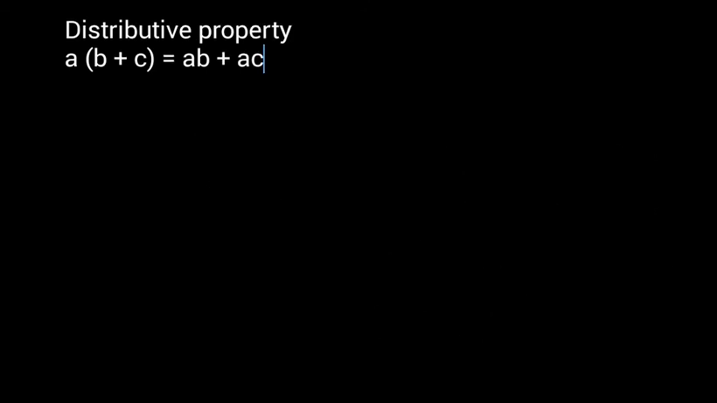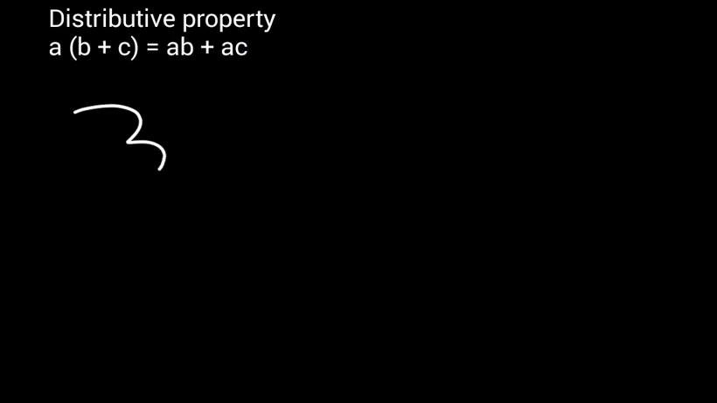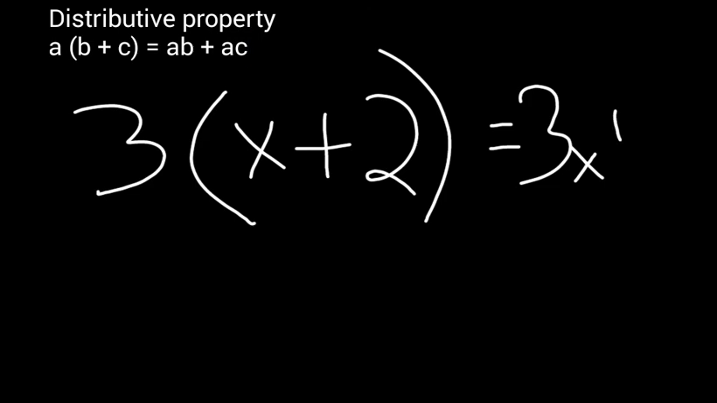Let's try a problem that has numbers and letters. How about 3 times x plus 2? Well, using the distributive property, we're going to do 3 times x plus 3 times 2. So, 3 times x is 3x. Then put my plus sign. 3 times 2 is 6. That's actually the answer to that problem.